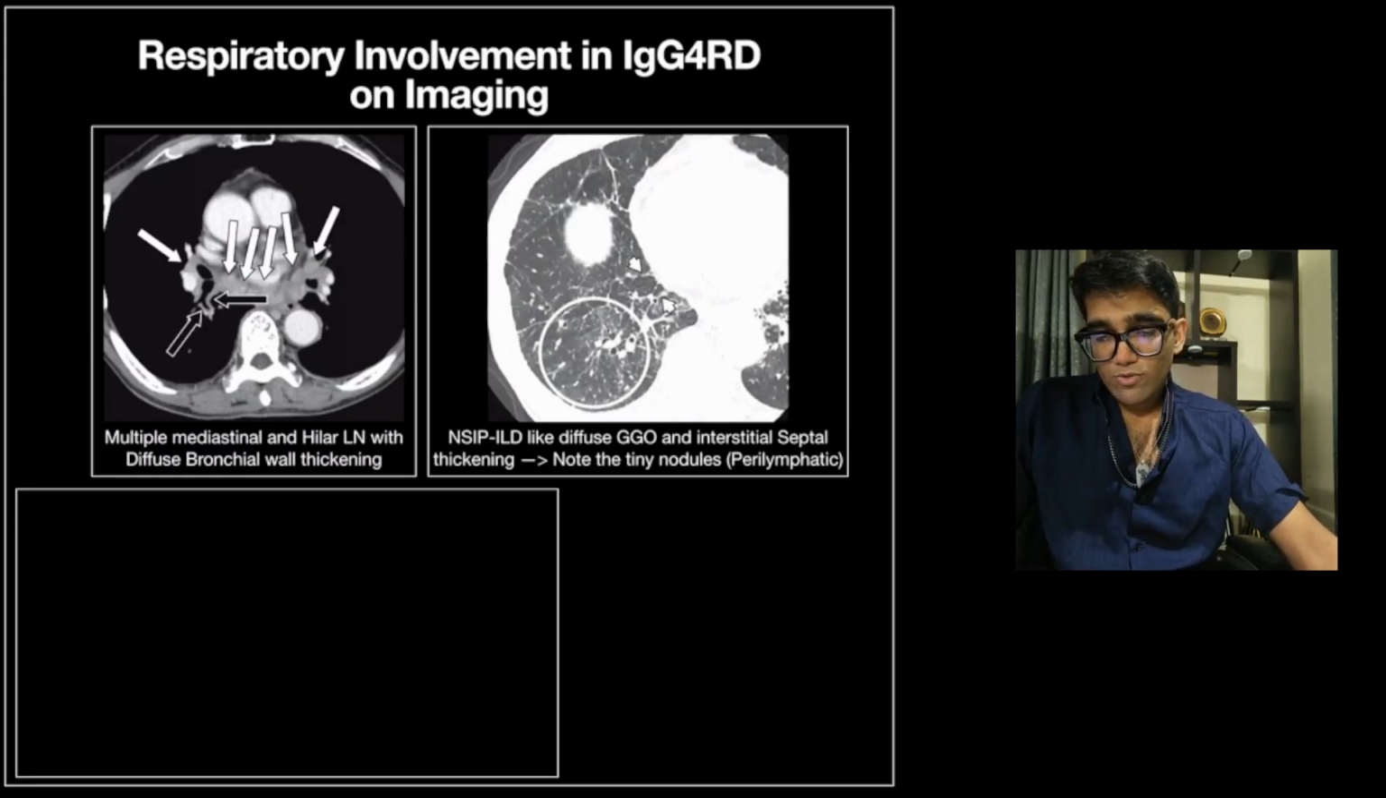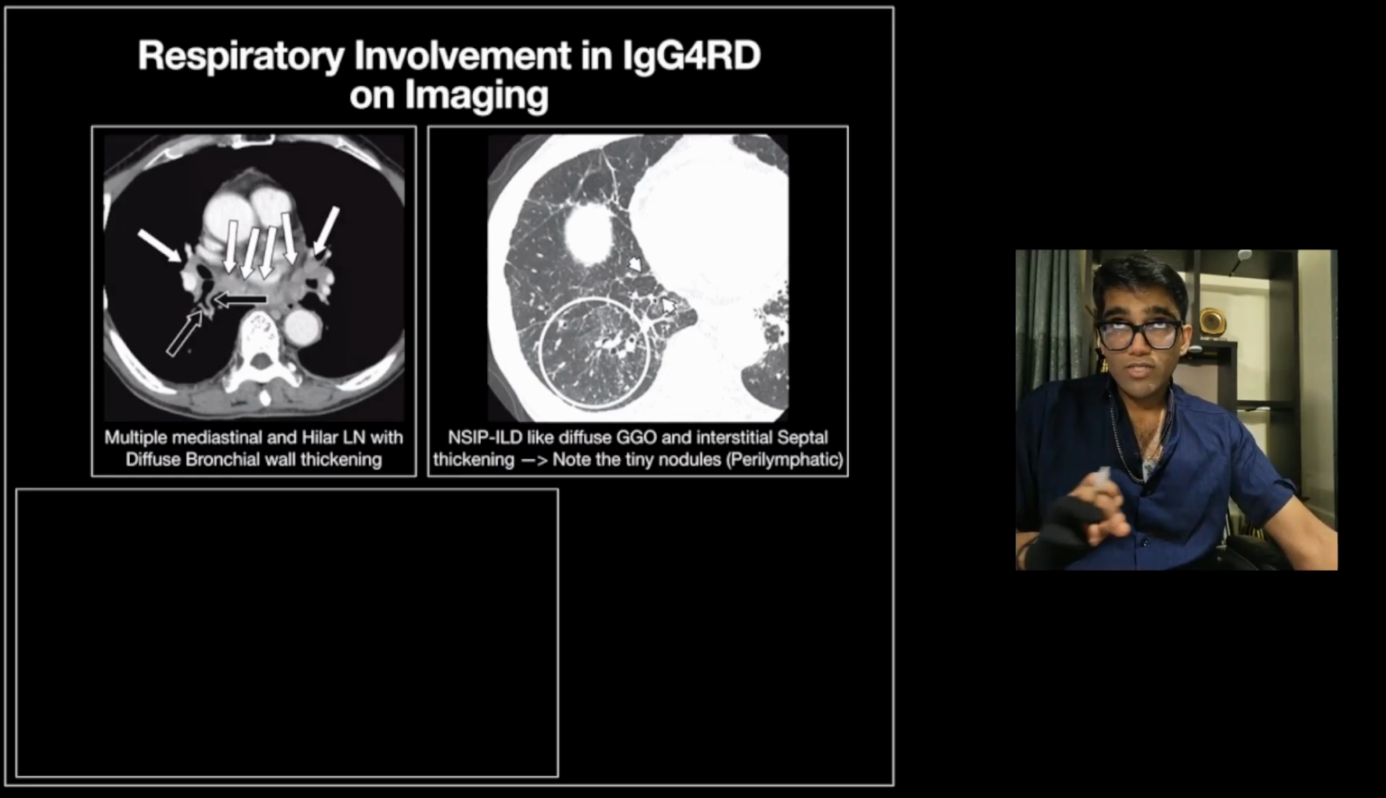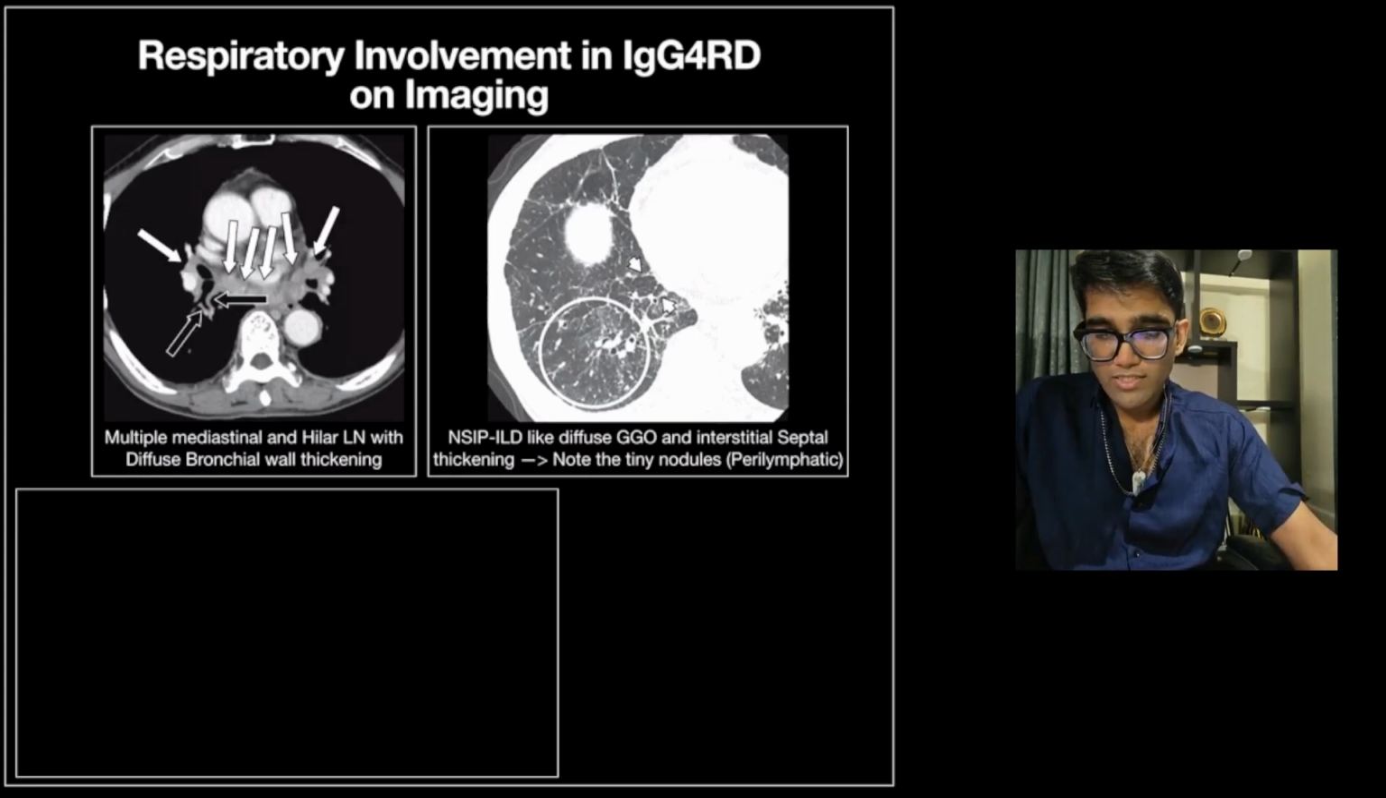The second pattern could be an NSIP ILD with diffuse granular opacities and interstitial septal thickening. So again, note the distribution of the nodules, it is perilymphatic. Again, why is it perilymphatic? Because they're showing clumpy or cluster-like clustering.